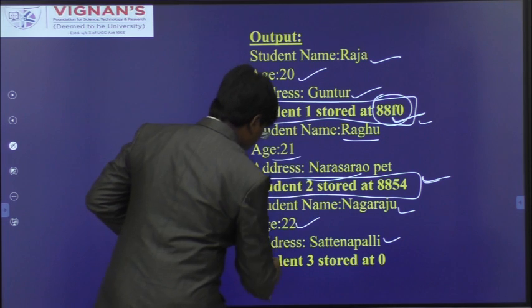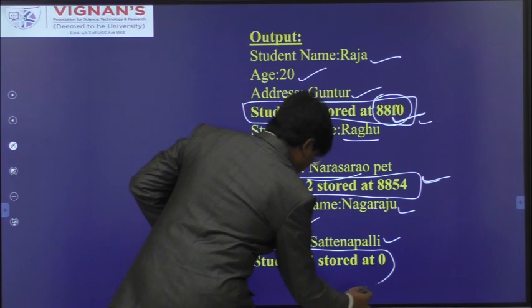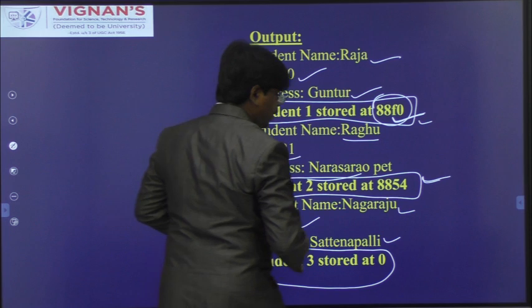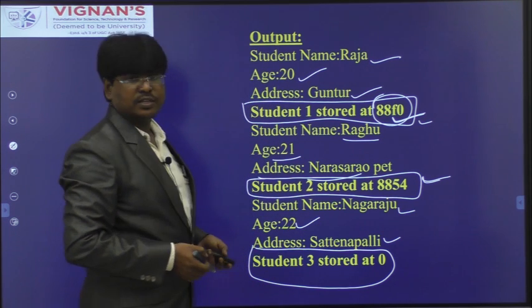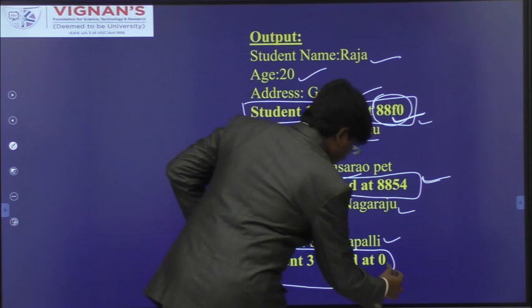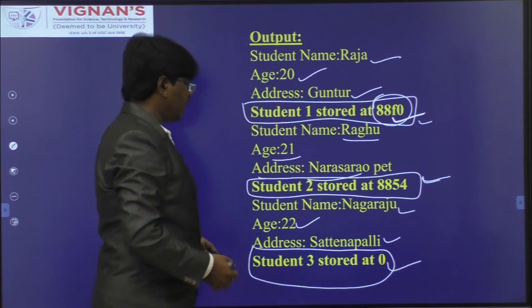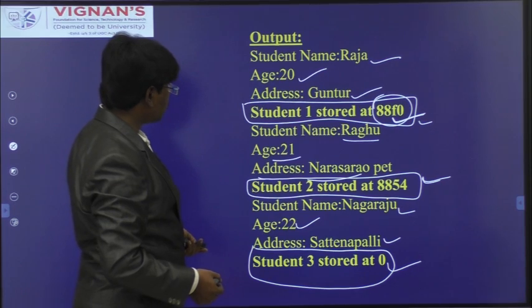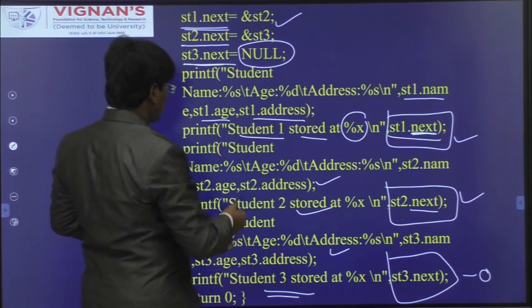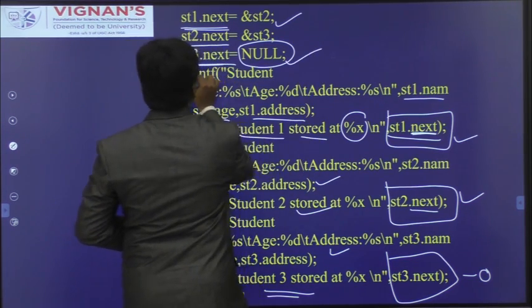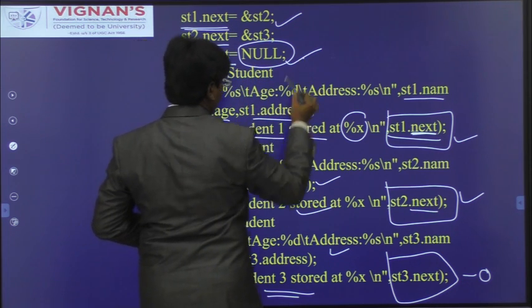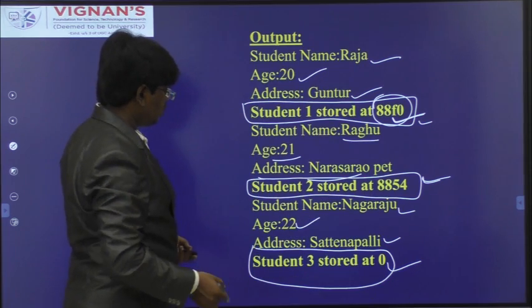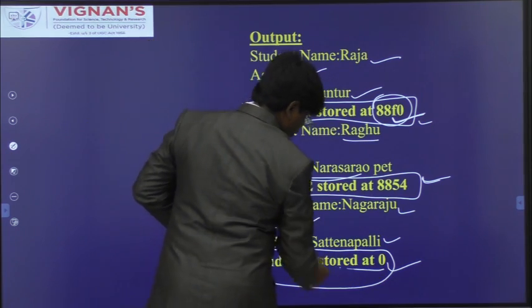Okay, after that what I have declared here, student 3 stored in which memory location. I didn't assign any value for the student 3, null value I have assigned, that's why it displayed the value as 0. So why is it displayed as 0, friends? Why? Because I have assigned student 3 dot next pointer null value, that's why it has assigned 0 only. Okay, so that's why it is 0.